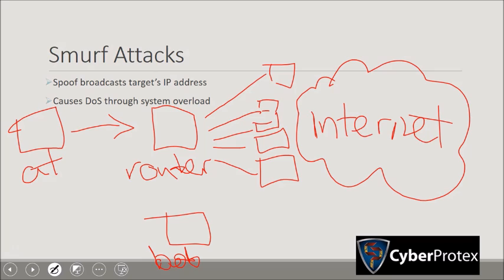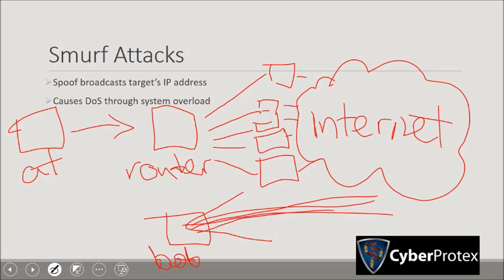Router's going to go out to all the machines. They're going to go to the internet, and then Bob, because his IP address was being used, is going to get slammed with all the data, right? And this is going to create a DoS effect, a denial of service effect, that slams Bob out of his system. And a way that you can stop this kind of attack from happening is basically just blocking ICMP traffic on a router. If you can do that, then Smurf attacks from external attackers are not possible.